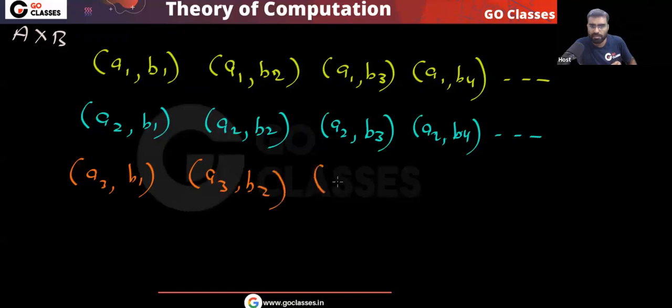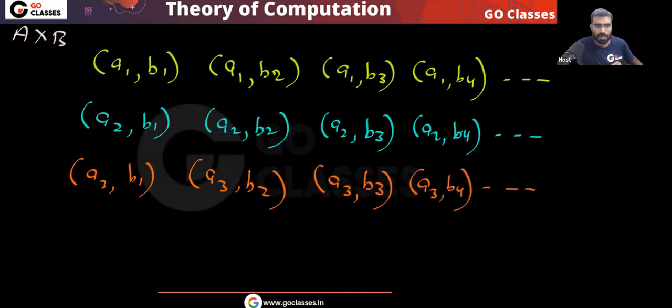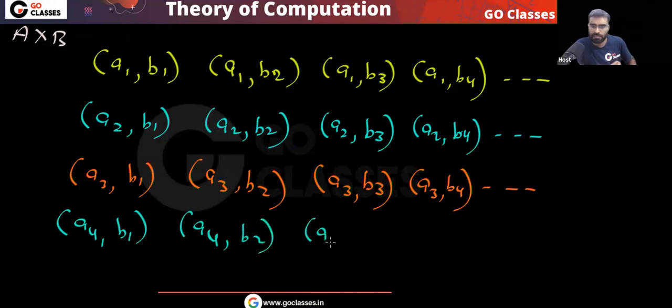Just first you arrange, basically. First you arrange all the elements. A3, B4, and so on. And then finally, A4, B1. In the fourth row, A4 is the first element.